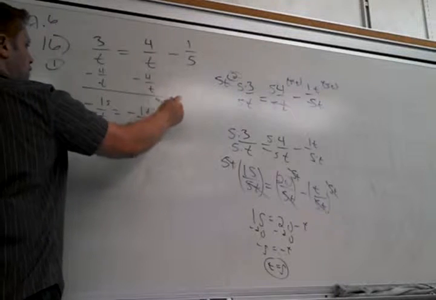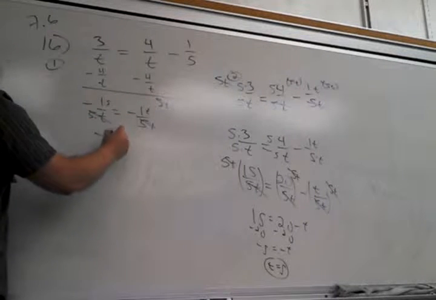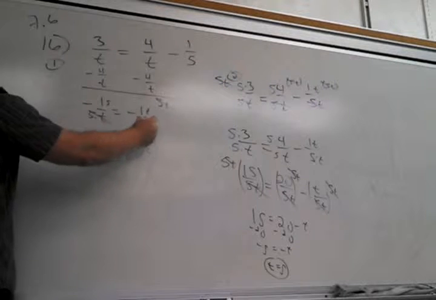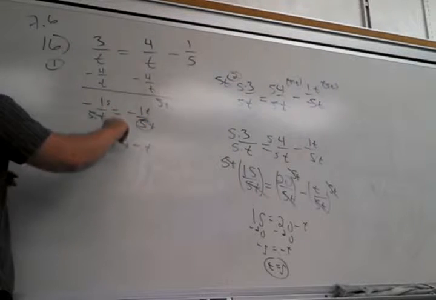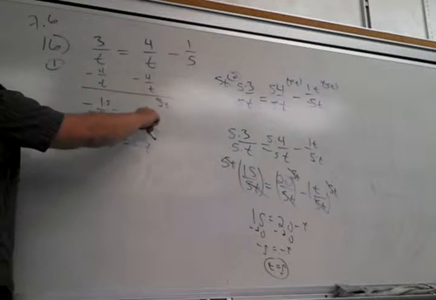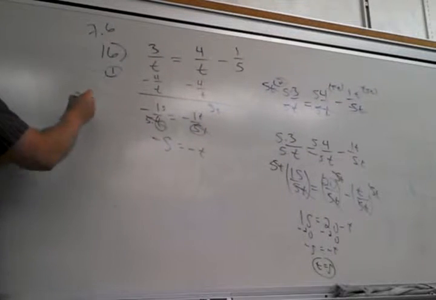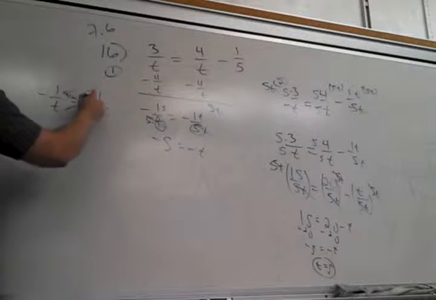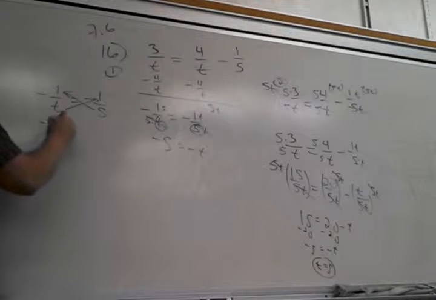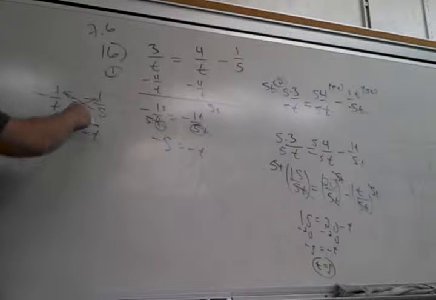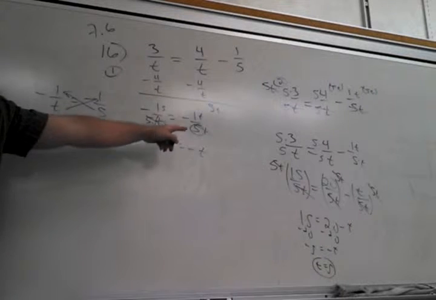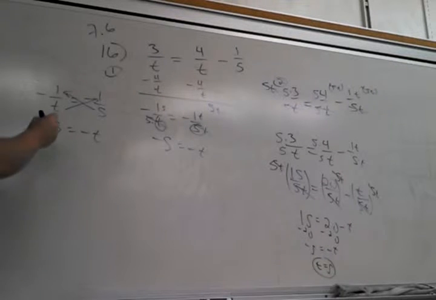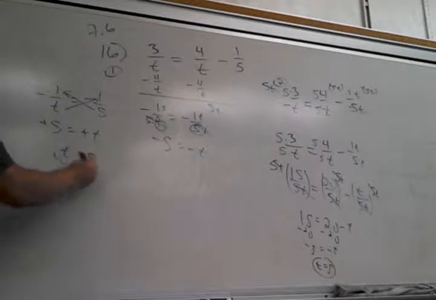So if I multiply by 5t, I get negative 5 equals negative t. But what does it look like happened? It looks like the 5 came up there, and it looks like the t came up there. So really, when you get to this step, you bring that there, and you bring that there. So you get negative 5 equals negative t. That's the shortcut. That's why the shortcut works. And then, of course, you get t equals 5, like we got over there.